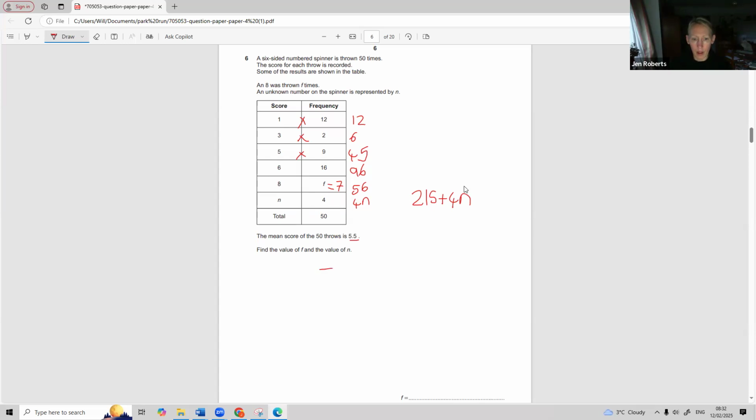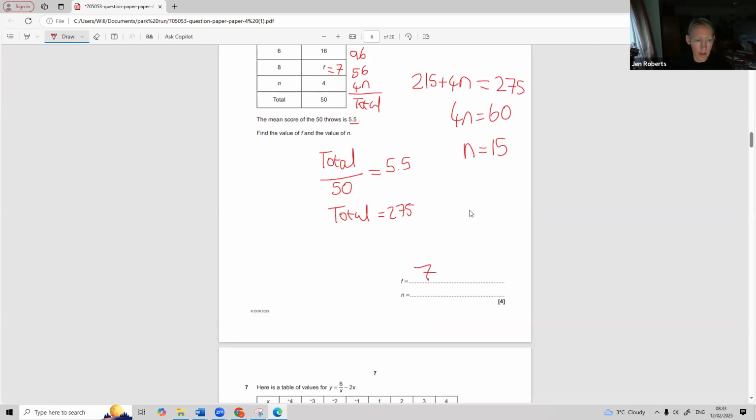So we know that our total for this column, I'm just going to call it total here, divided by 50 is equal to 5.5. So what must our total be? If we times both sides by 50, that gives you your total as 275. We know this 215 plus 4n is equal to 275. I'm going to just solve this equation now. So let's take 215 off both sides. Divide both sides by 4. That gives you n is 15. So for your full marks here, f is 7, n is 15.